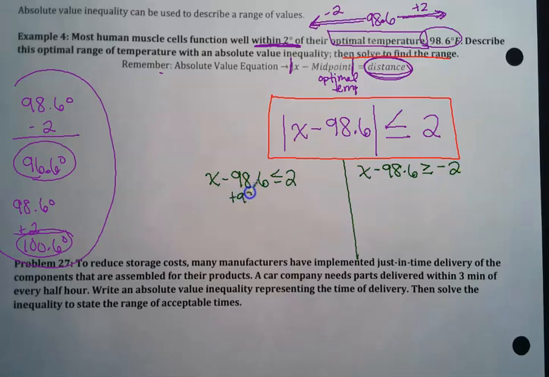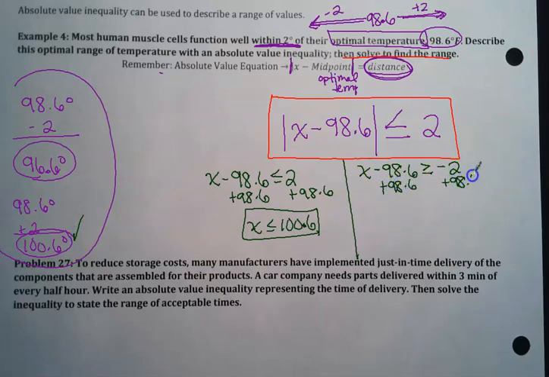All right, so we add 98.6. We get x is less than or equal to 100.6 degrees, which you had here. And then here, when we add 98.6 degrees to both sides, we're going to get x is greater than or equal to 96.6 degrees, because this was the negative. And again, you had that. You knew that already. But this is a conjunction.